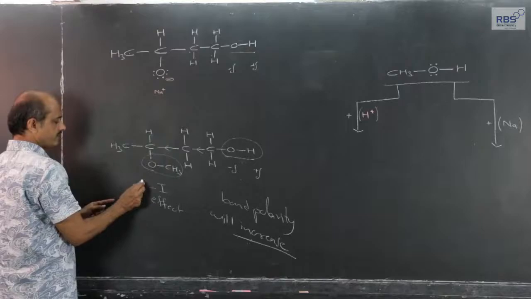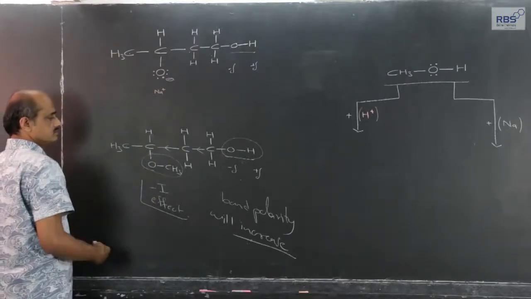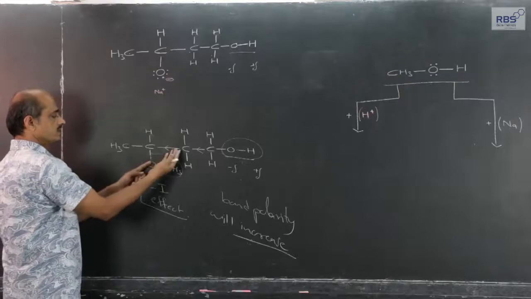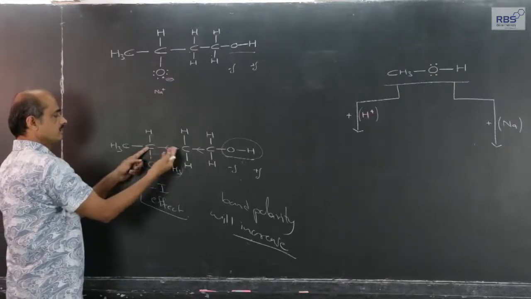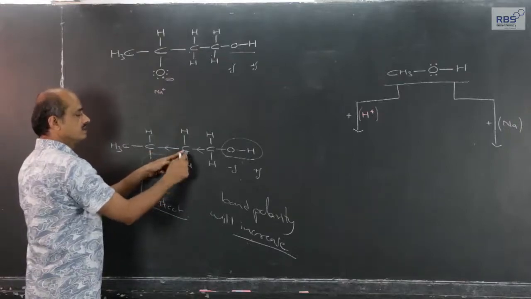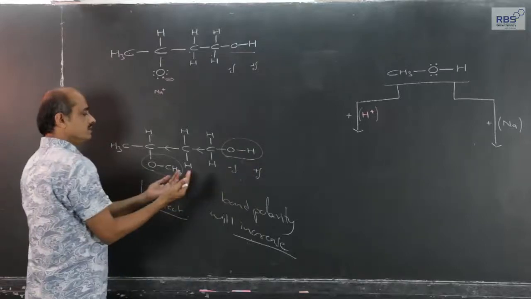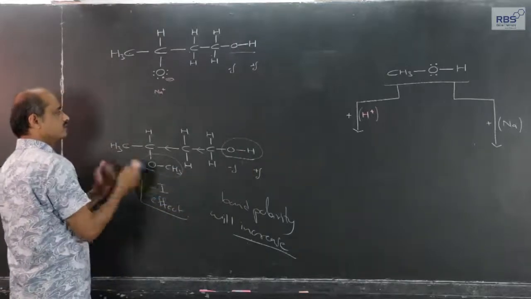Because of the minus I effect of this methoxy group, it will pull the electron density, and ultimately this carbon will pull from this carbon. So, this carbon will try to compensate by pulling from this, and therefore, the OH bond polarity will increase a bit because of this group.